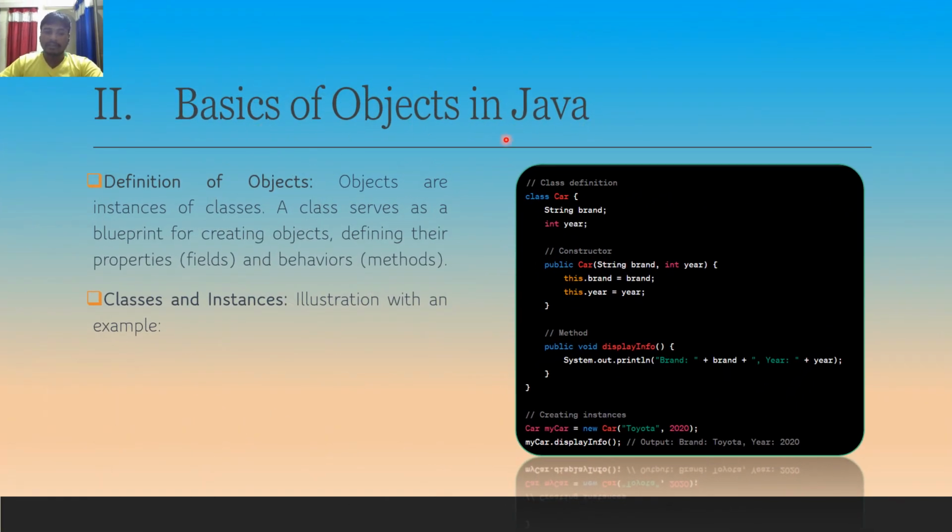Basics of objects in Java. So let us see the definition of objects. Objects are instances of classes. A class serves as a blueprint for creating objects, defining their properties, fields, and behaviors, methods.